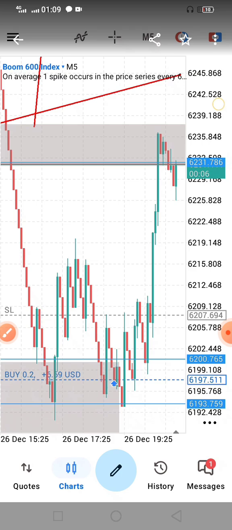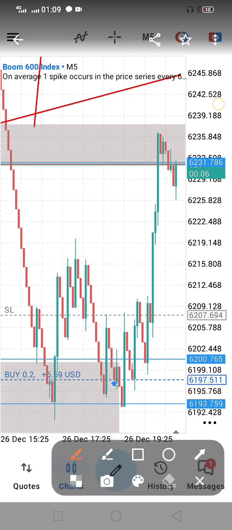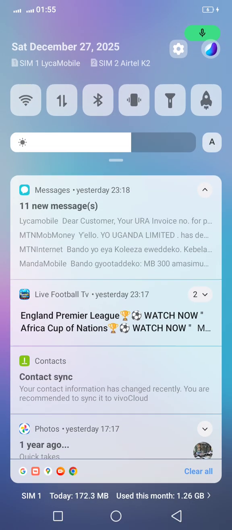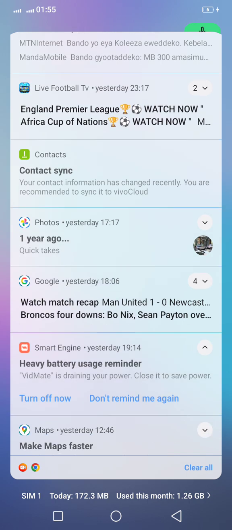Okay guys, let us take it slowly. Since this was a buy, I'm going to give an example of a buy. So guys, in the textbooks they tell you a trend is your friend. Be trading with the trend. Me, I'll tell you, do not do that.